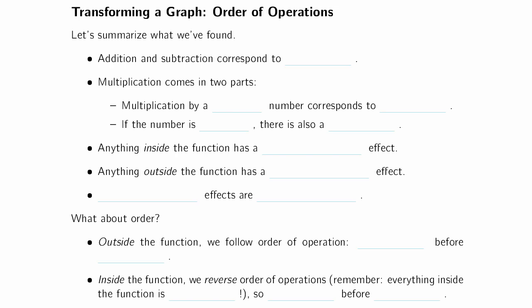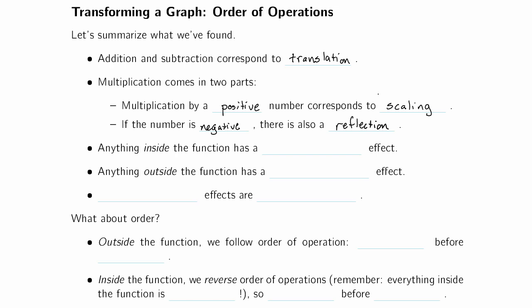Let's now summarize what we've discovered about transformations and see what happens when we need to combine several transformations for the same graph. We saw that addition and subtraction correspond to translations. Multiplication did two different things. If we multiply by a positive number, that corresponds to scaling the graph. If the number is negative, there's also a reflection.